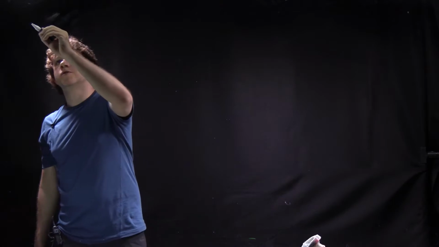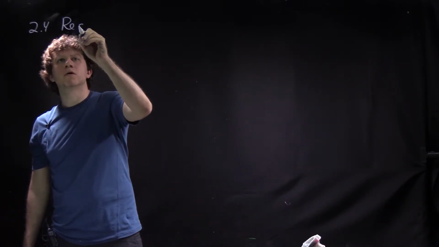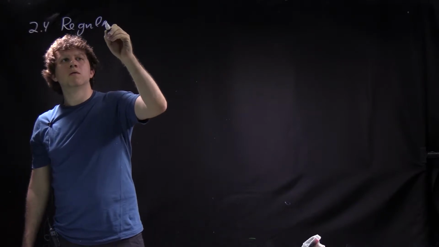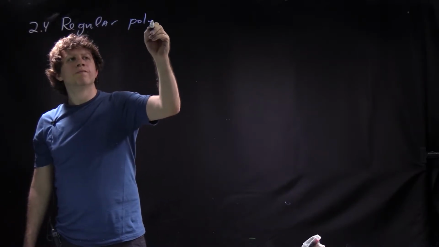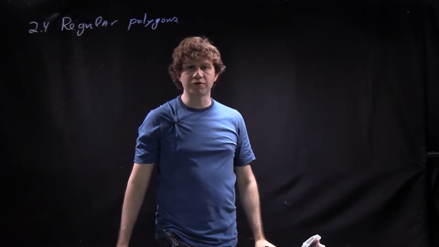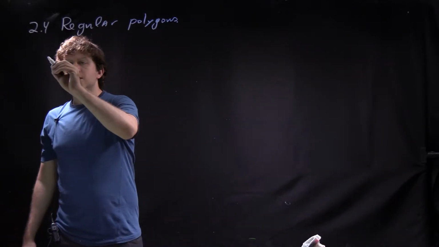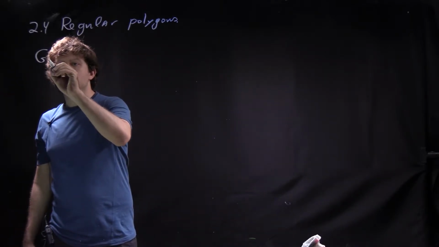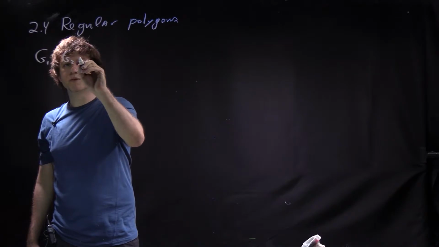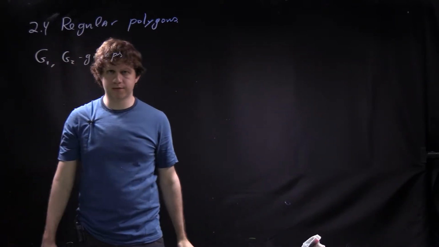In this lecture, I want to talk about symmetries of regular polygons. And before I start to talk about it, let me discuss a few very general notions about groups. So let's consider two groups, G1 and G2. How can they be related?